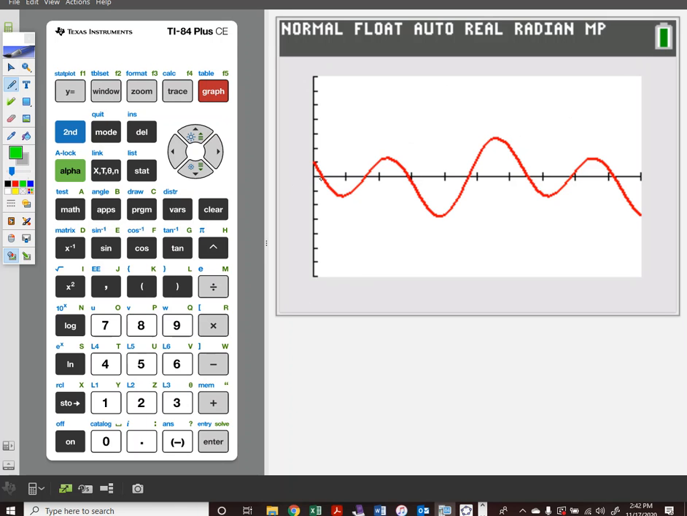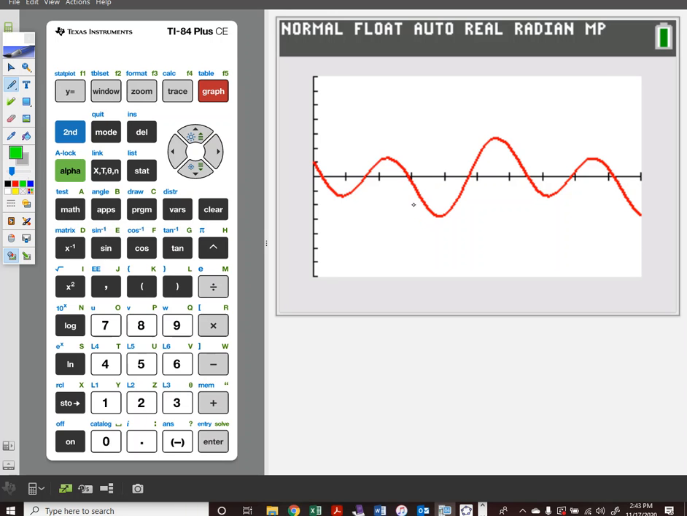Let me just tell you that I've set my window to go on the x scale from 0 to 10, so I'm only seeing these 10 seconds that we're supposed to use. And I set my y scale from negative 7 to 7. The tick marks on both scales are counting by ones.